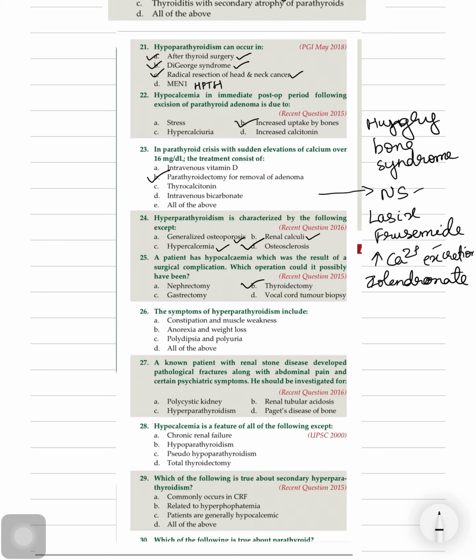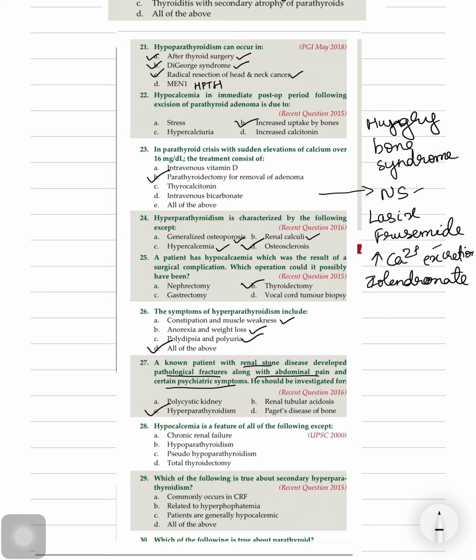The symptoms of hyperparathyroidism include constipation and muscle weakness, yes. Anorexia and weight loss, yes. Polydipsia and polyuria, yes, because of dehydration. So all of the options are correct. A known patient with renal stone disease developed pathological fractures along with abdominal pain and certain psychiatric symptoms. So the patient is having primary hyperparathyroidism.